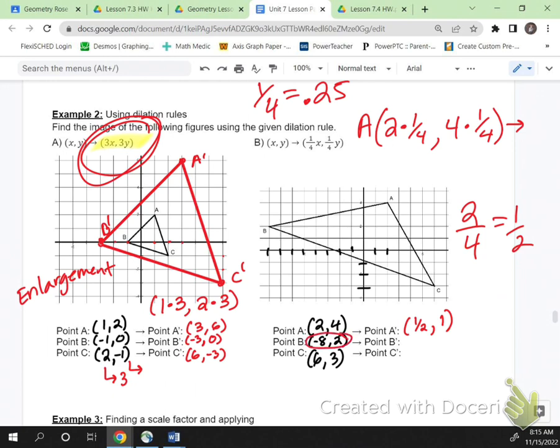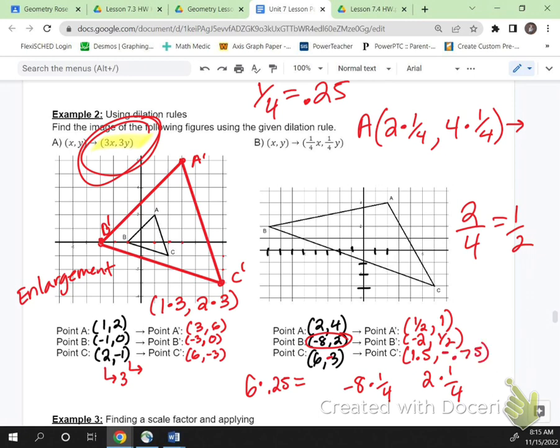B, this is going to work out nicely. Negative 8 times 1/4 is negative 2. 2 times 1/4 is, we just did that, it's 1/2. C is where it gets crazy. You're going to get some decimals. So do 6 times 0.25. What do you get in your calculator? 1.5. Do 3 times 0.25. What do you get? And this should be negative. Negative 0.75.